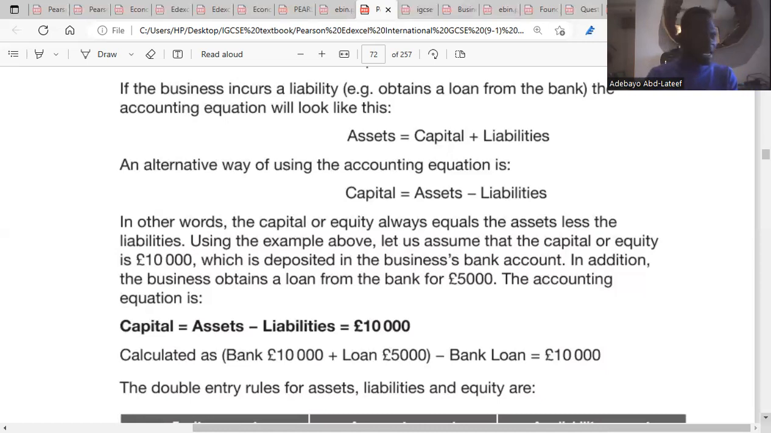But at the end of the day, liability goes for liability, asset will stay as asset, capital will stay as capital. So the formula for the accounting equation is now what? Capital equals assets minus liabilities. Any question about it? No. So that's the end of rules for double entry.